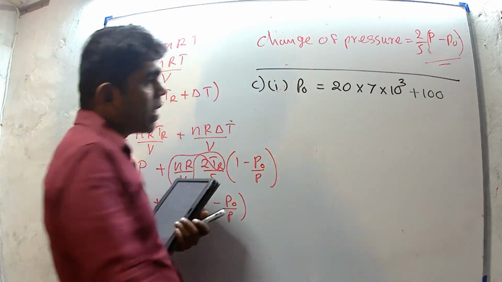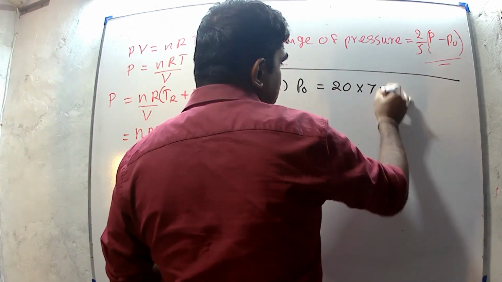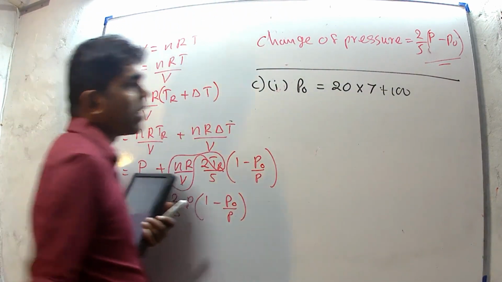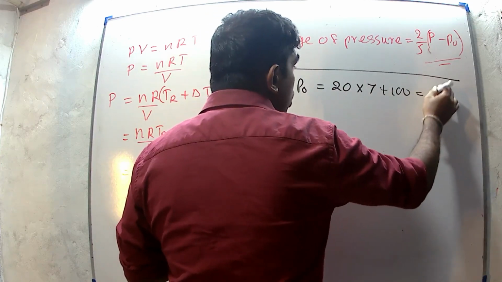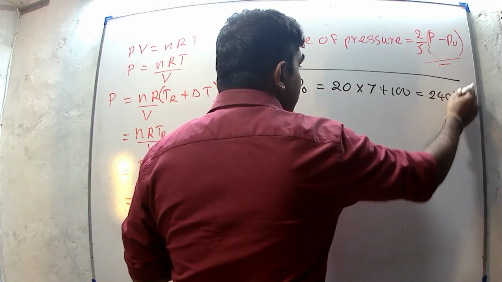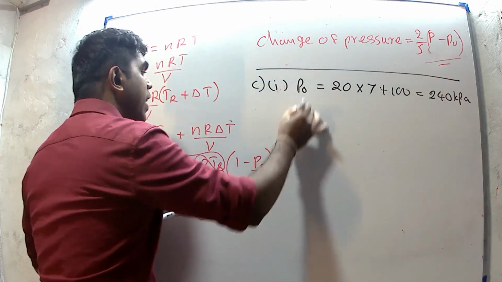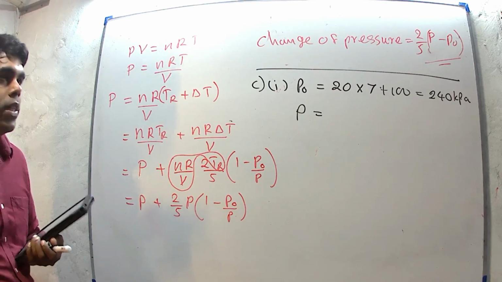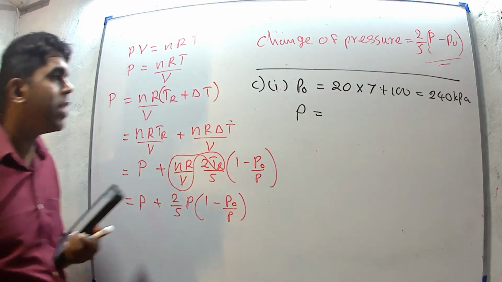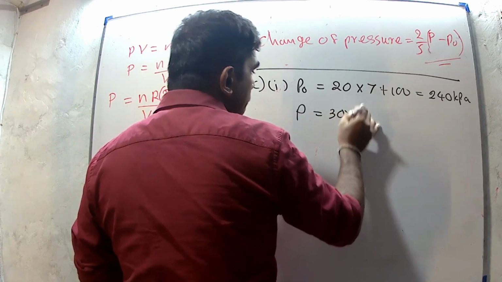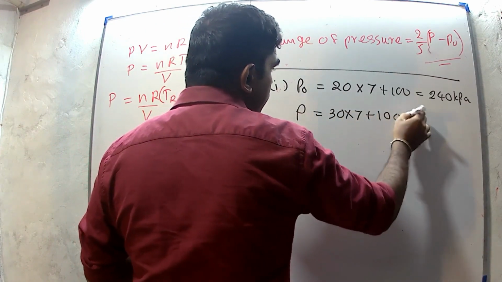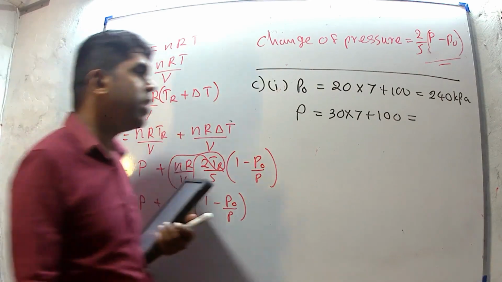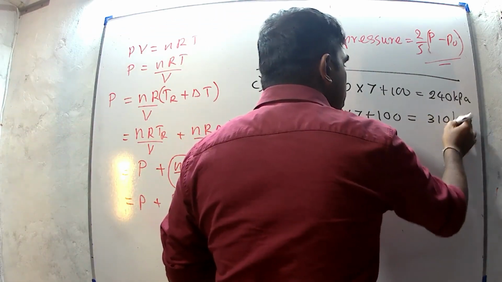I will use kilopascal values. 2 into 7, 14, 140 plus 100, 240 kilopascal. Then we can get the final pressure. It should be 30 kilopascals relative pressure. It means 30 kilopascals more than atmospheric pressure. 3 into 7, 21, 210 plus 100, 310 kilopascals.